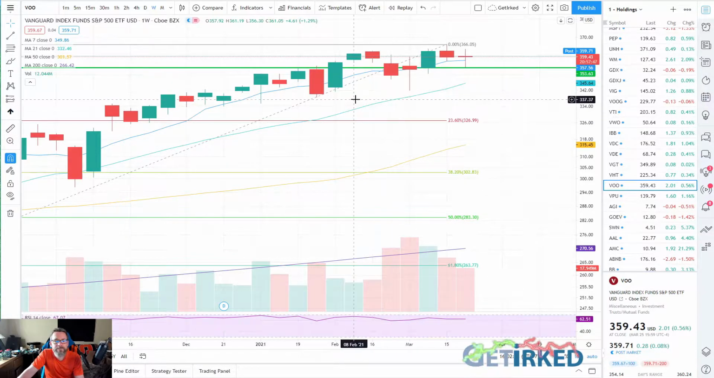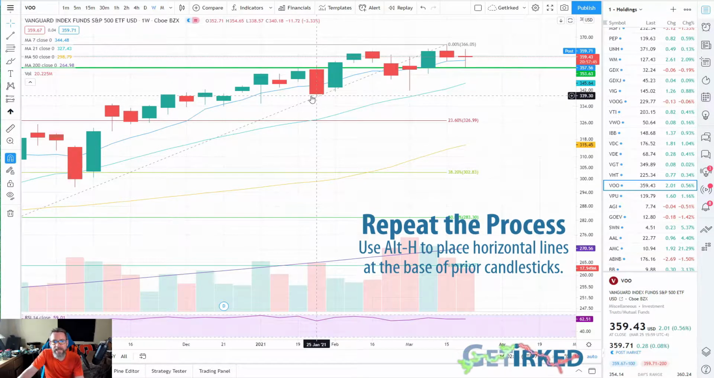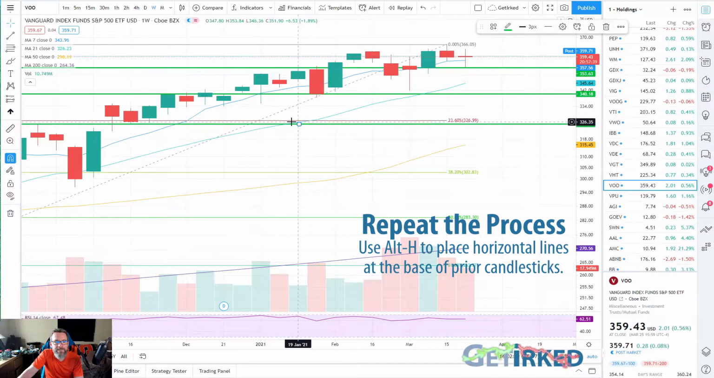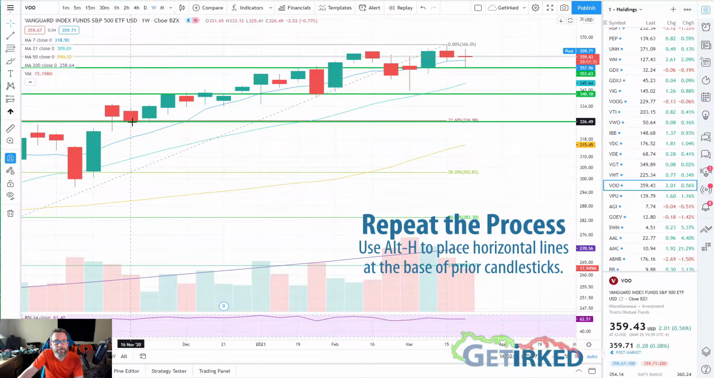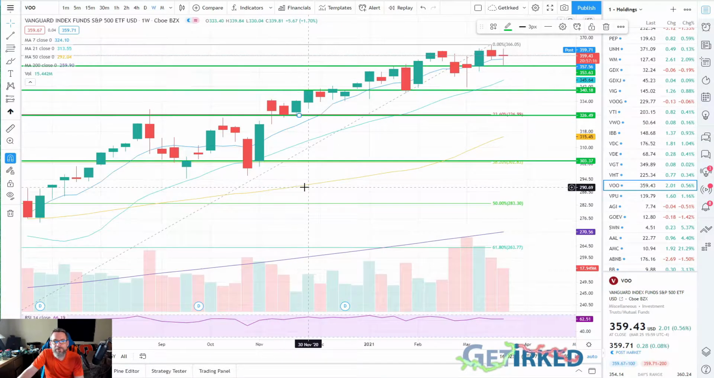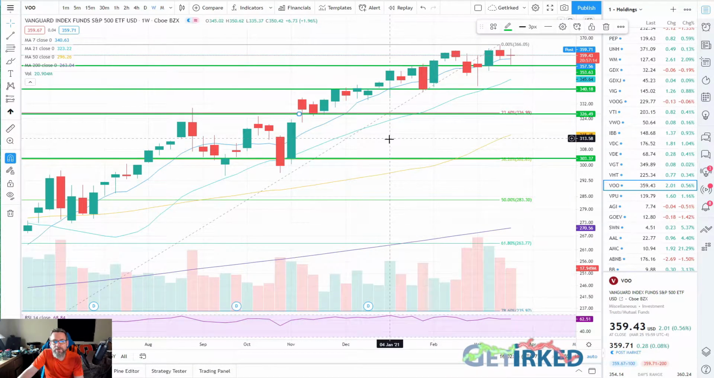Now you can just keep repeating this process by looking at past movements. So we'll go to the base of this candlestick, we'll go to the base of this candlestick. That's not the base, but if you click on the center of a line, you can actually draw it up to the base, and you can see that you're giving yourself really good places where you would place orders. It all comes down to personal preference as to exactly where you want to buy.